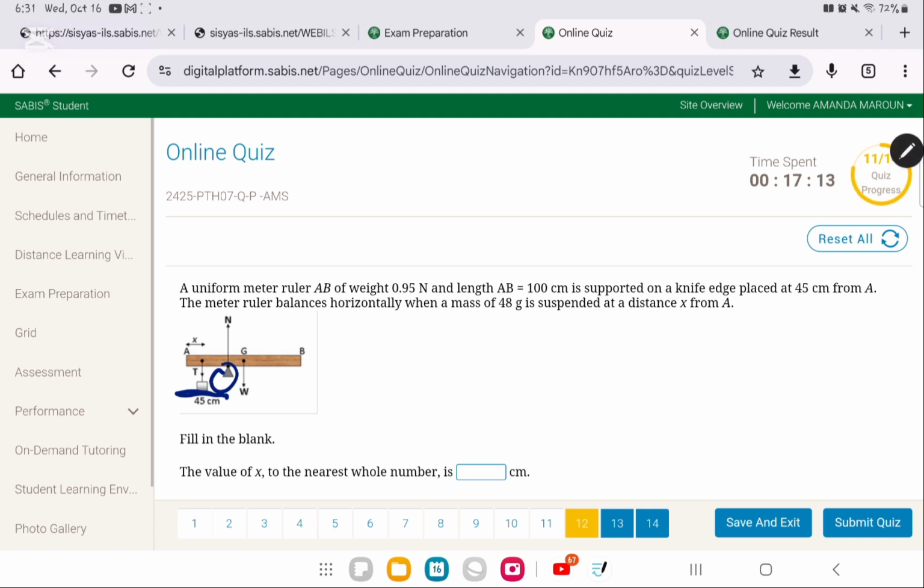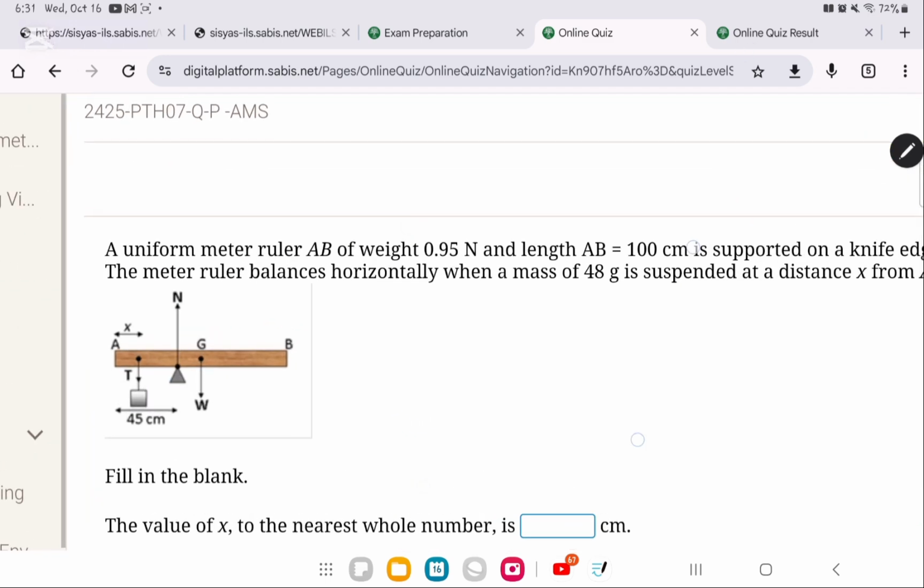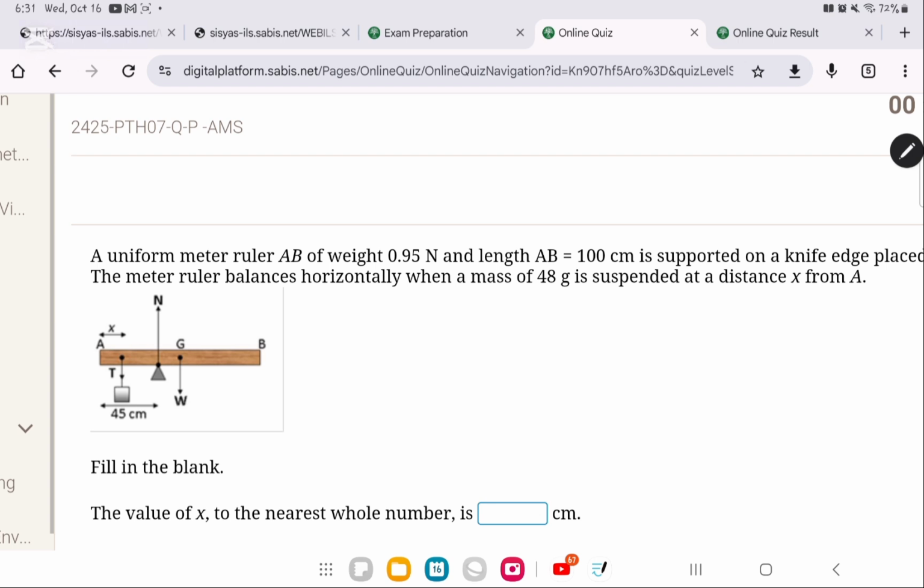Now this knife exerts what? It exerts a force upwards, okay? This meter ruler balances on the knife. So this force upwards is what is balancing the ruler. It's balanced when a mass of 48 grams is suspended at a distance x from A. So let me repeat this again, in my own words.